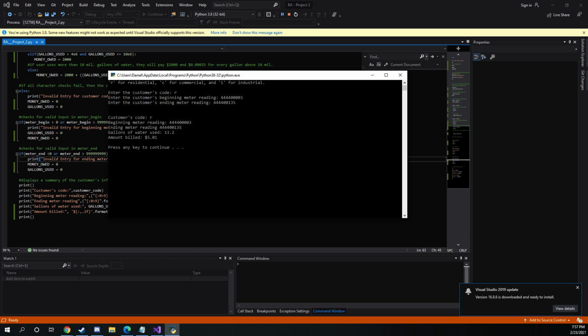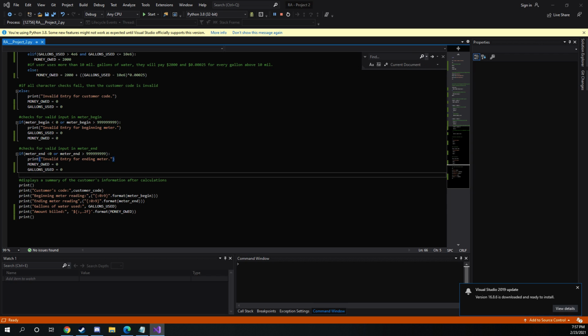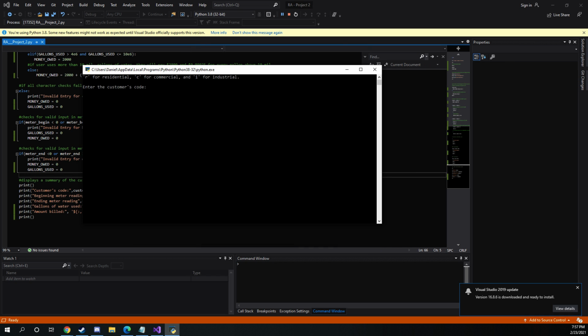So let's check another valid one. Let's check one where it resets. So here they only use 0.8 because technically this is really just like 1 billion and 2, but it's only 5 because it reset. The meter doesn't go higher than 9, so it reset back to 0.